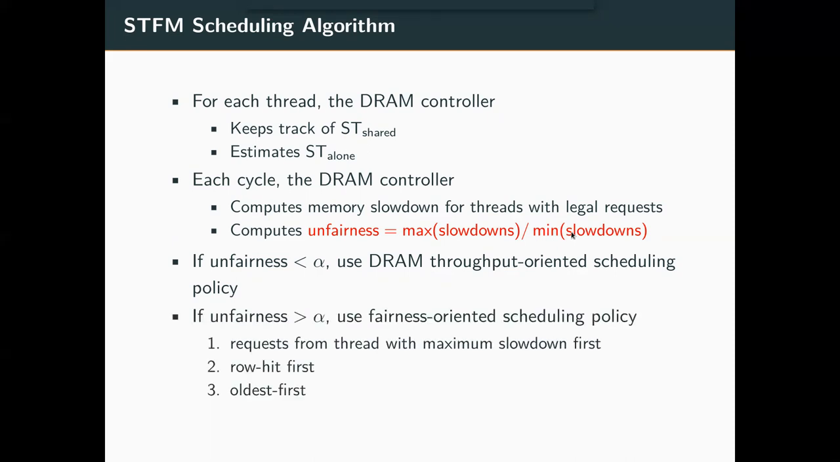But once our unfairness goes above this threshold, we're going to switch to a fairness-oriented policy, which is going to be that we do requests from the most affected thread first, and then we'll go ahead and do our row hits first, and then our oldest first scheduling policy. What this does is that it will make sure that no thread ever gets too far ahead of the other threads.